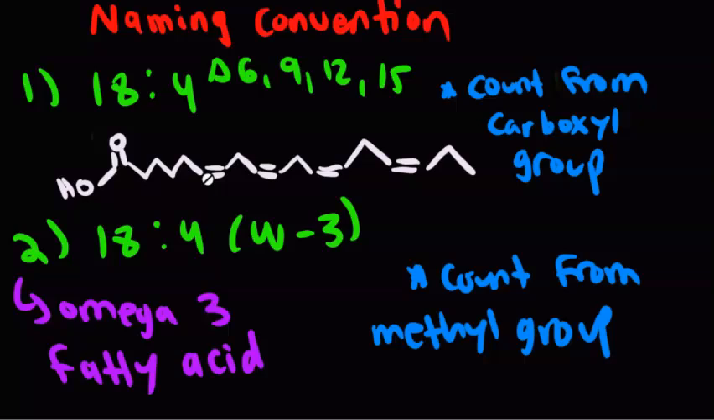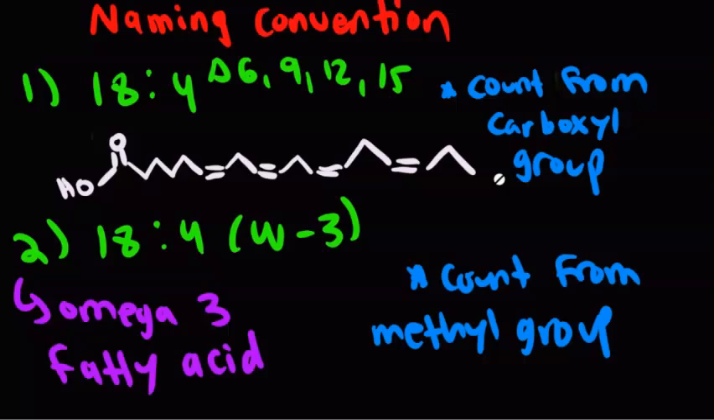Okay? The omega convention system specifies, again, the number of carbons. So this is an 18 carbon molecule. The number of double bonds, 4. So this is the same thing. And then omega 3. So this 3 indicates that the carbon that's closest to the methyl end, okay, is 3 carbons away.